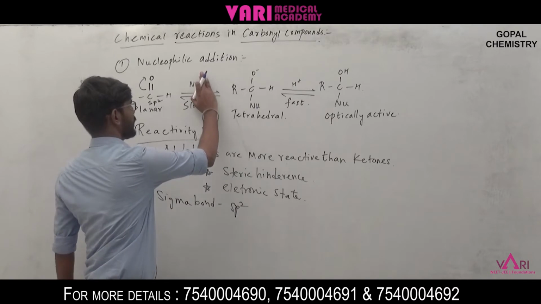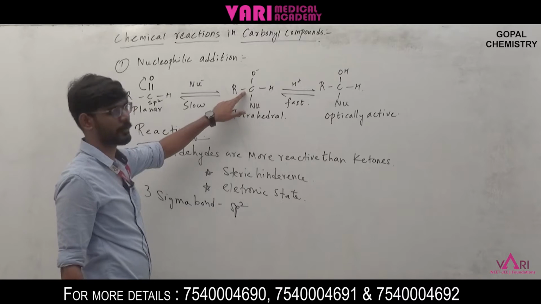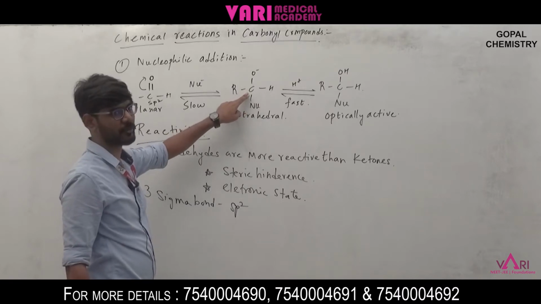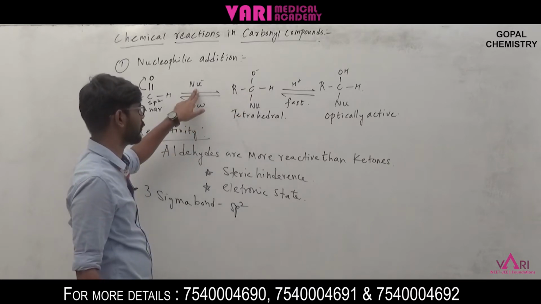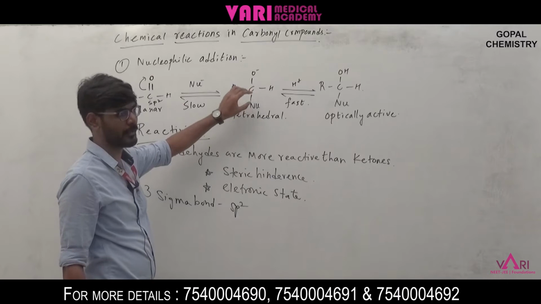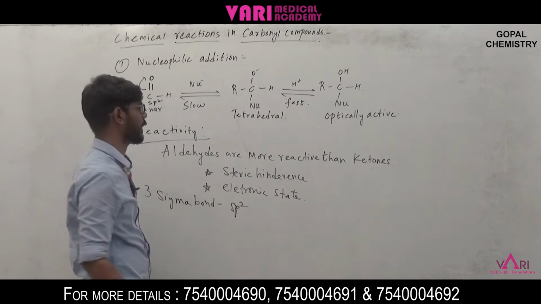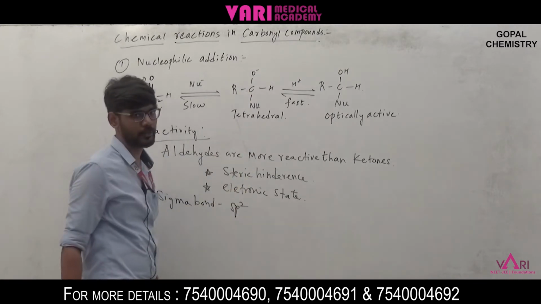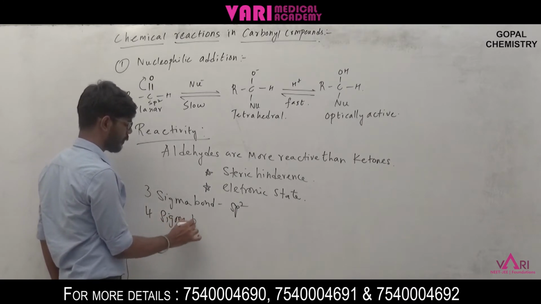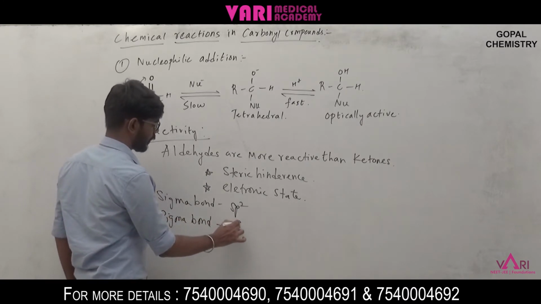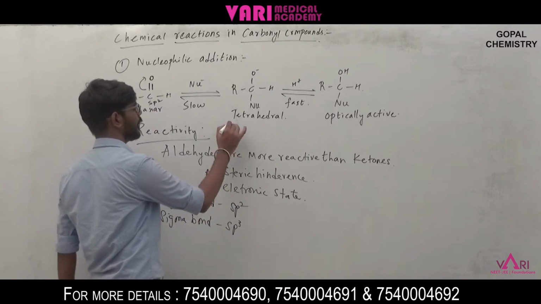Okay, understand students? So the nucleophile is attacking this carbon because it is a carbocation. So the carbon is electronically deficient. So this nucleophile has to attack this carbon and make one bond. Okay, see here the carbon has 4 sigma bonds. So 4 sigma bonds means the hybridization will be sp3, and sp3 hybridization means the geometry will be tetrahedral.